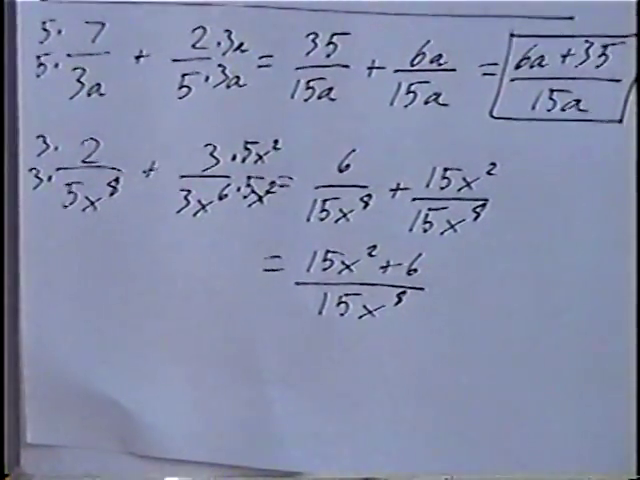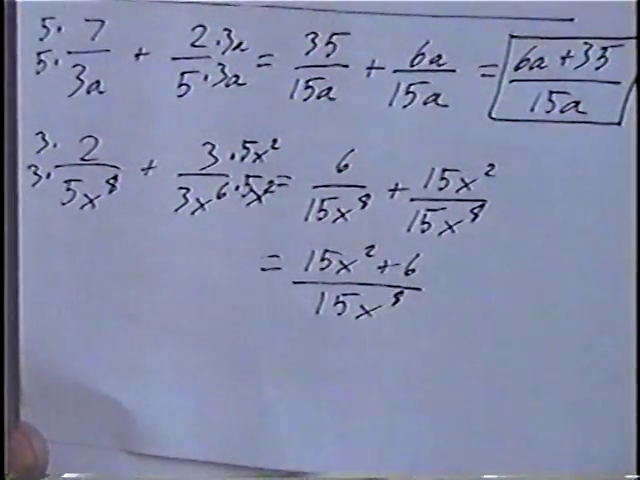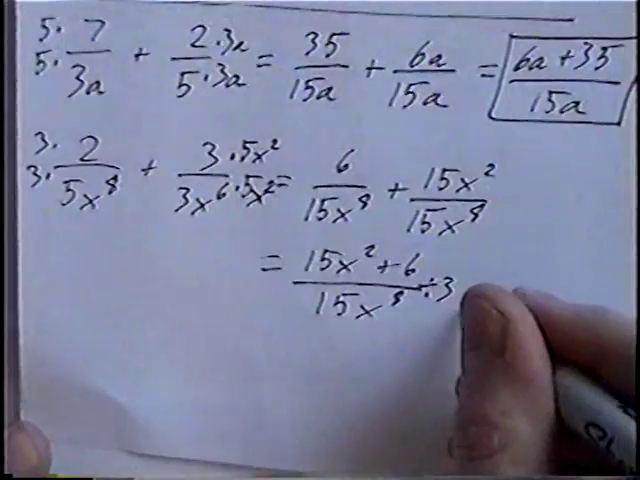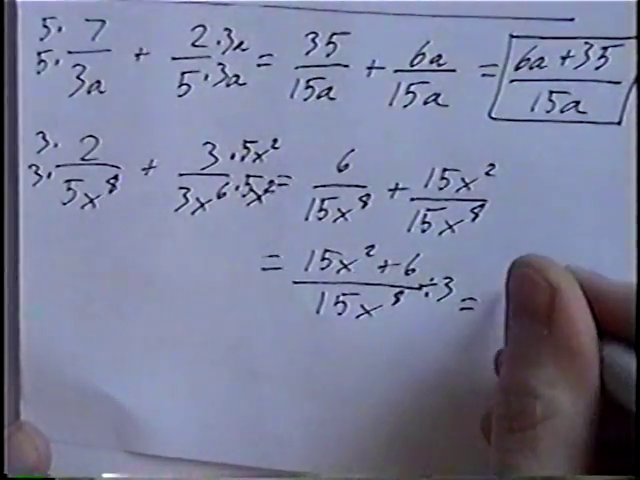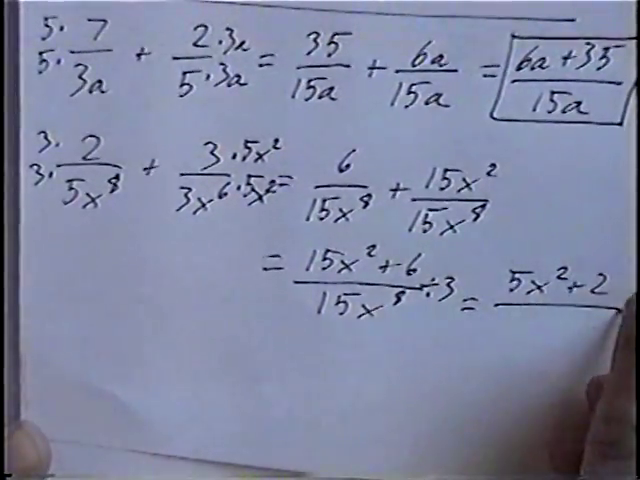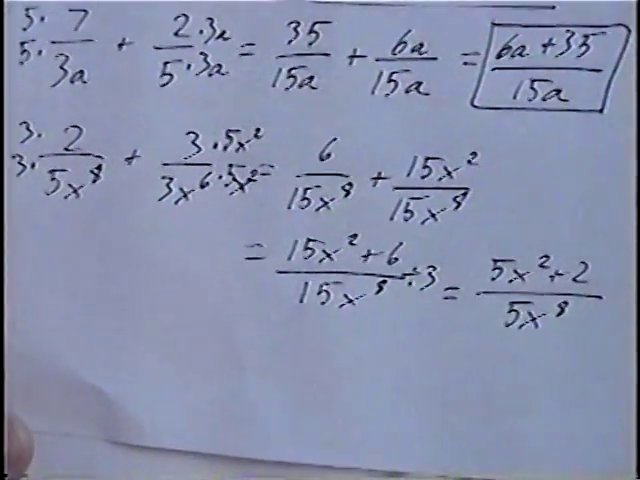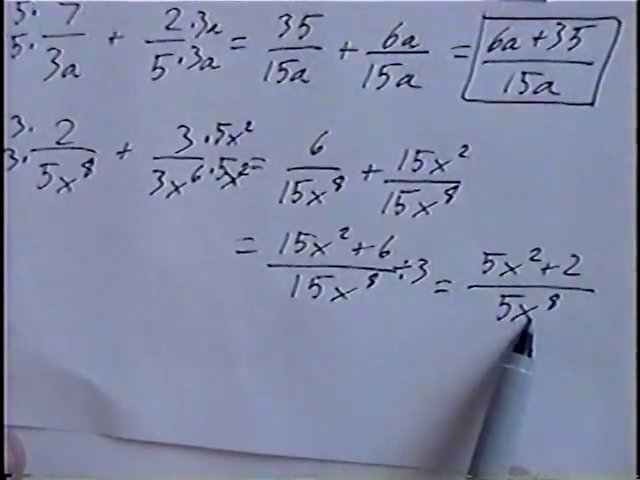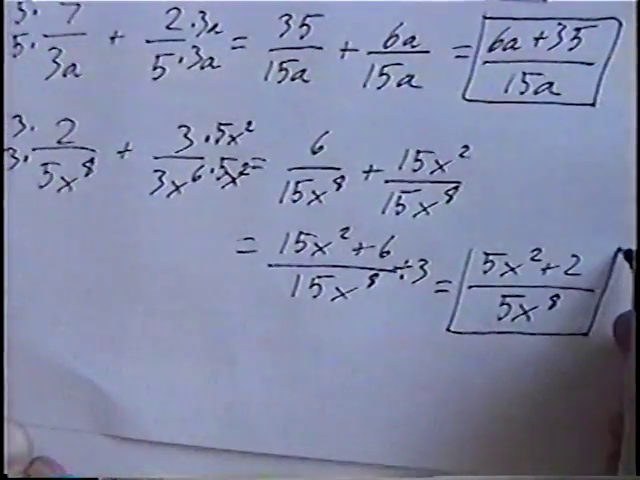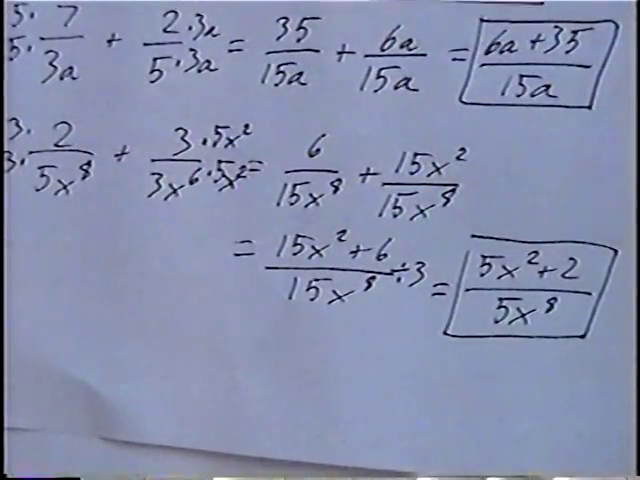Again, always double check, see if fractions can be reduced. In this case, we have 3 numbers, 15, 6, and 15. Each of those we can divide by 3. 15 divided by 3 would be 5, x squared. 6 divided by 3 would be 2, and 15 divided by 3 would be 5. To factor out x's, each term would have to have an x. There's no x on the 2, so this fraction would stay the same, and our final answer would be 5x squared plus 2 over 5x to the 8th.